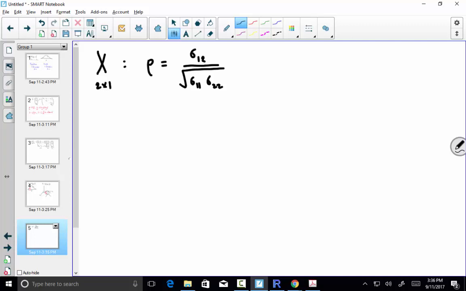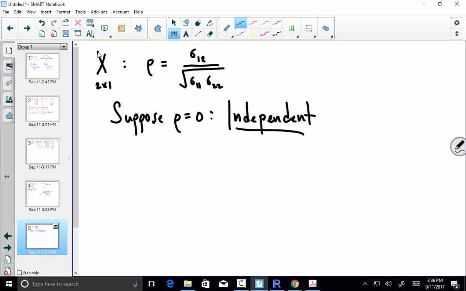Okay, so suppose that rho equals 0. For normally distributed data, if the correlation is 0, what does that tell you? Does anybody know? They're independent, right? They're statistically independent. That means that our 2 random variables are not correlated. They're independent of each other.